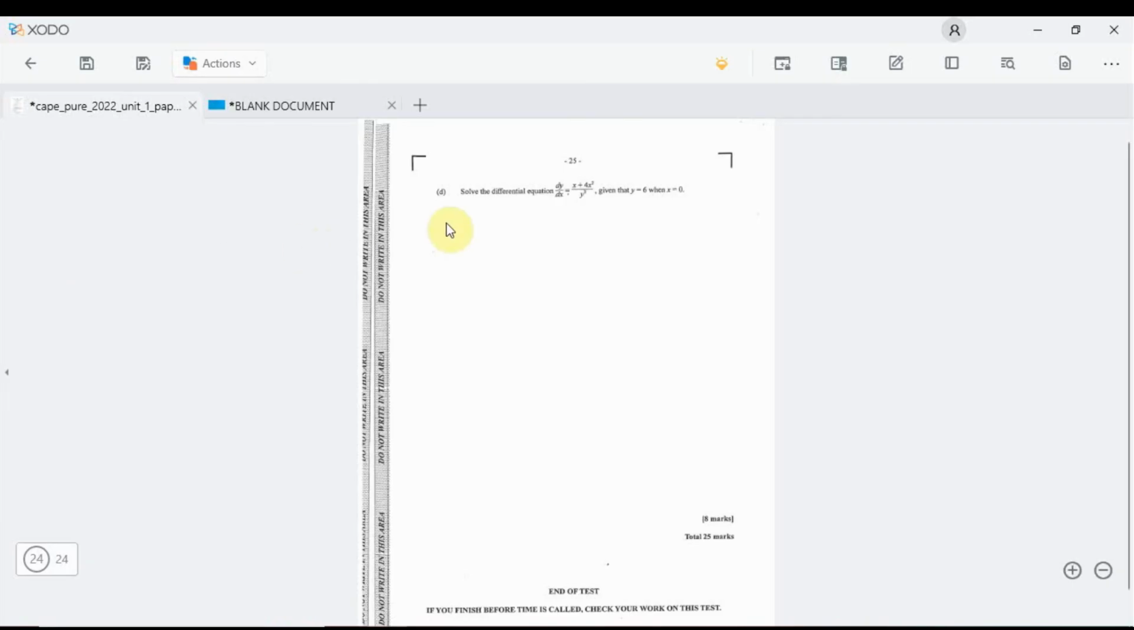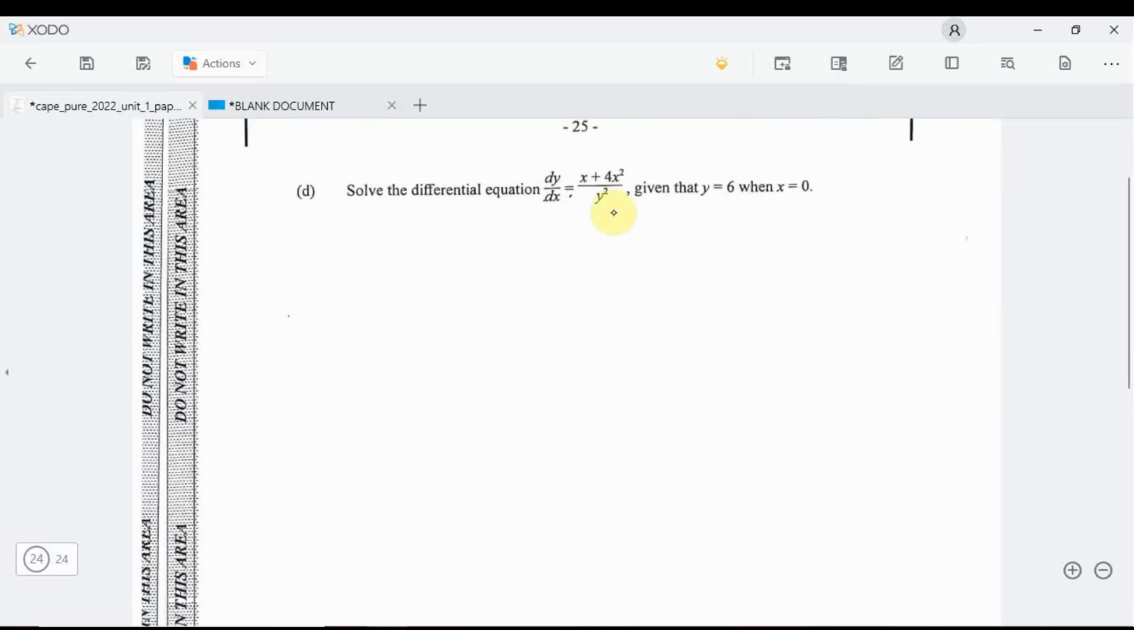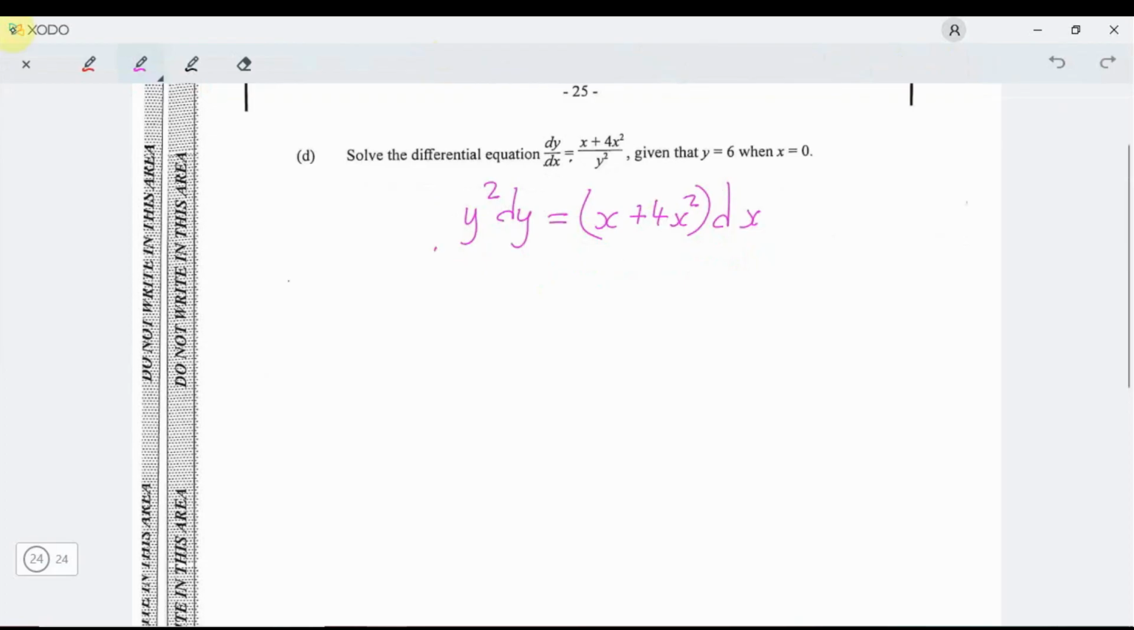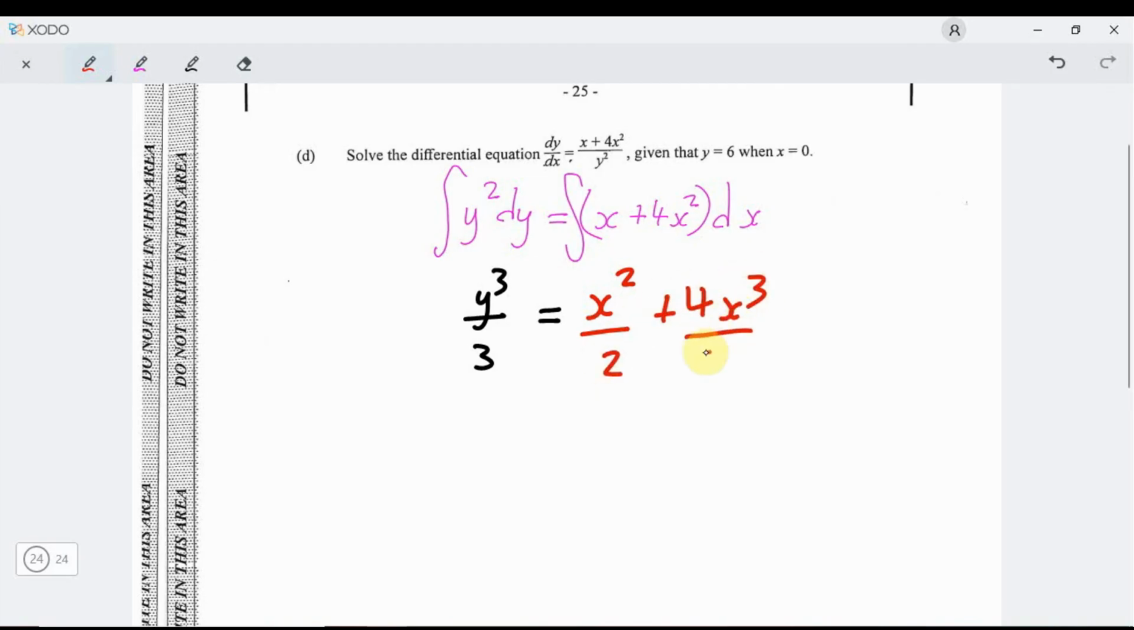So now we need to solve the differential equation, then we're done. So cross multiply to get y squared dy equal x plus 4x squared dx. Then we do what next? We integrate both sides. When you integrate y squared, you get y cubed over 3, equal to, integrating this side, x squared over 2 plus 4x cubed over 3, add 1 to the power, divide by the power, then plus c.